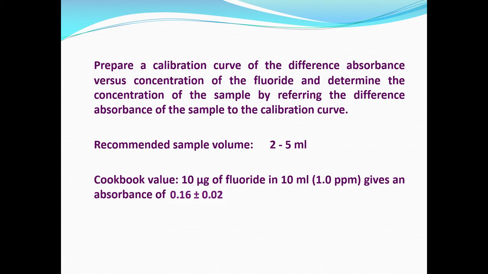The recommended sample volume should be about 2 to 5 ml depending upon the concentration of the sample, and the cookbook value should be 10 microgram in 10 ml, that is 1 ppm. 1 microgram in 1 ml is 1 ppm. That absorbance should be approximately 0.14 plus or minus 0.01, and if you make your standards properly, you will get this value. Once you get this value, it means you are ready for the actual chemical analysis.